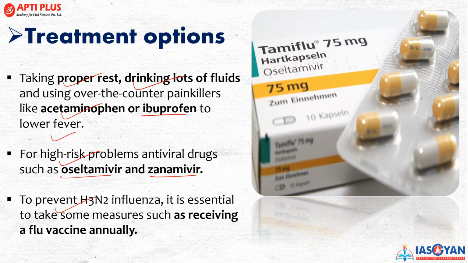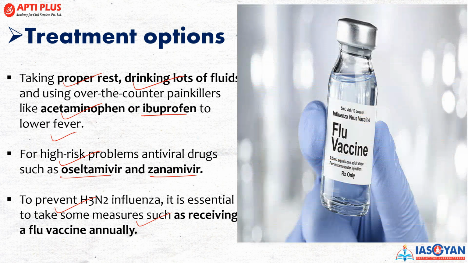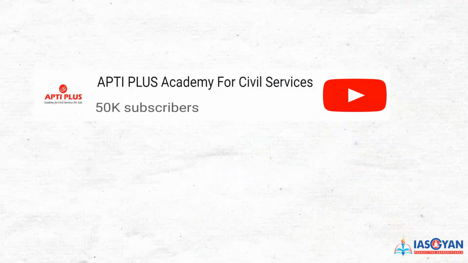To prevent H3N2 influenza, it is essential to take measures such as receiving a flu vaccine annually. So the vaccine is something which is important. The vaccine must be taken to ensure that any future infection is avoided. And this was all for this series.